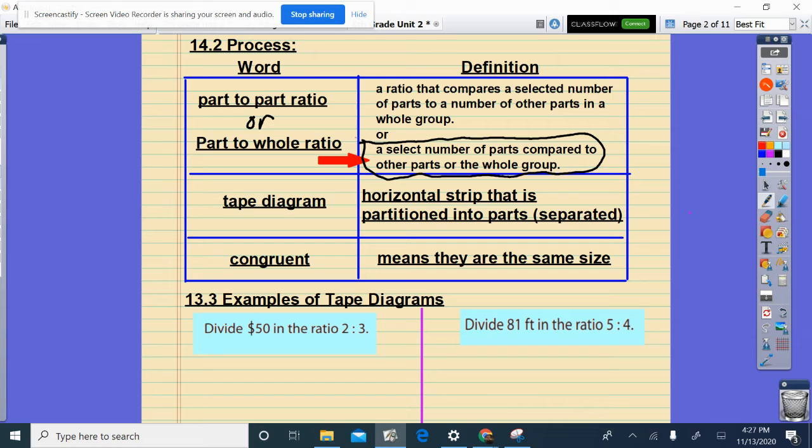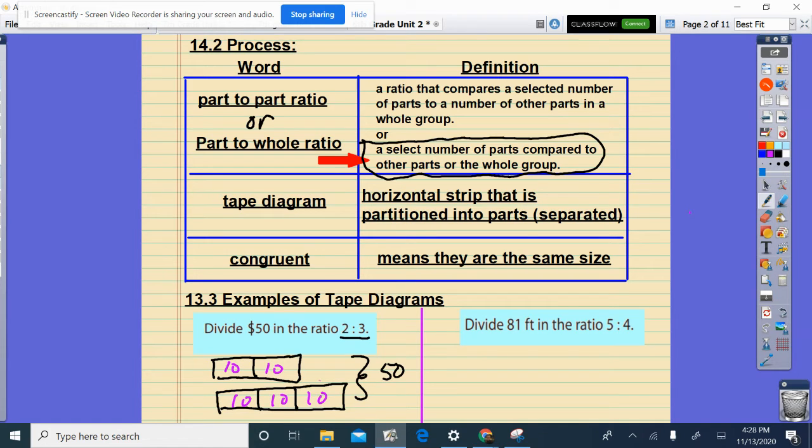So here are some examples of tape diagrams. Tape diagrams just help you take the ratio and draw a picture about it. So here we have divide $50 into the ratio 2-to-3. Well, first thing I'm going to do is write my tape diagram 2-to-3. And the whole thing adds up to $50. So how many pieces do I have? How many parts am I talking about? Well, I have 1, 2, 3, 4, 5 parts. Well, 50 divided by 5 is 10. So each box has $10 in it.